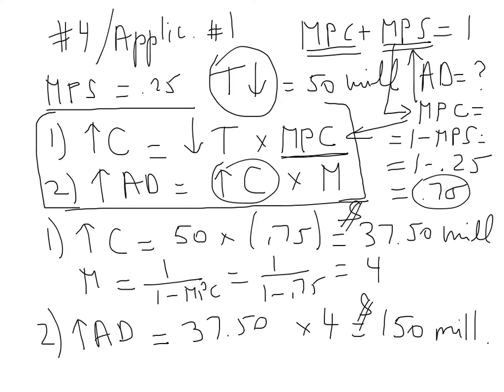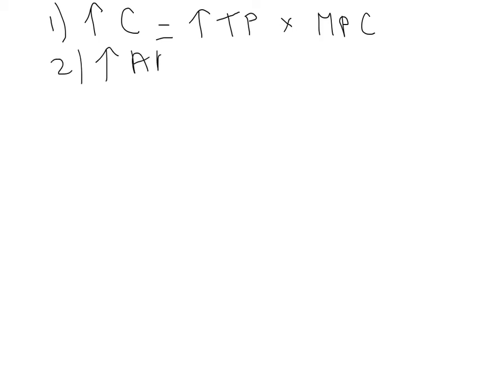Now let's do another application with the third tool of fiscal policy, which is transfer payments. Transfer payments. So the formulas used for the transfer payments are 1. Increase in consumption is increase in transfer payments times MPC, and 2. Increase in aggregate demand equals increase in consumption times the multiplier. This is a similar tool to the tax cut, except that instead of the tax cut we have increase in transfer payments. That's the only difference.